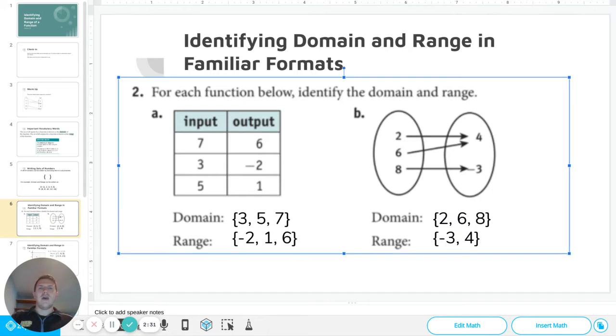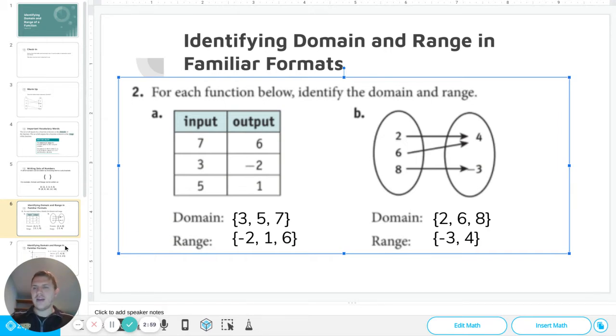Now you're probably thinking, is this a function? Is it not a function? Let's take a look here. Remember, in order for it to be a function, every value in the domain must be assigned to exactly one value in the range. And in this case, 2 goes to 4, 6 goes to 4, and 8 goes to -3. There's no overlap here. There's no number being assigned to more than one number in the range. Therefore, this is a function. So when we have fewer numbers in the range than we do in the domain, that is okay.